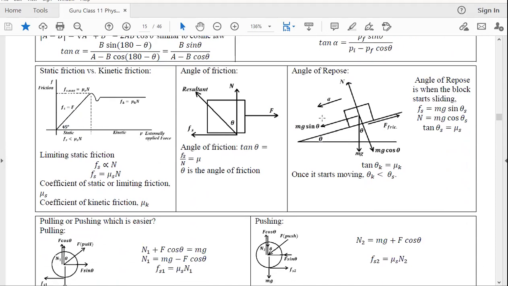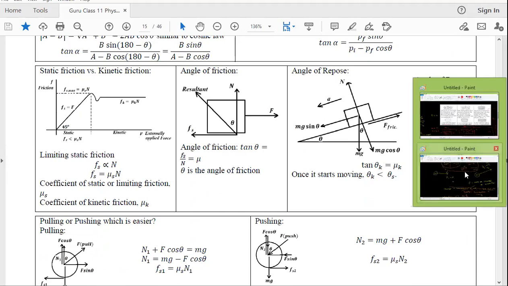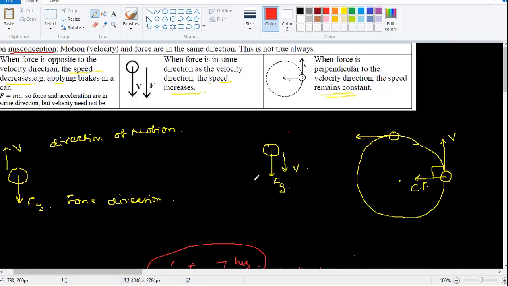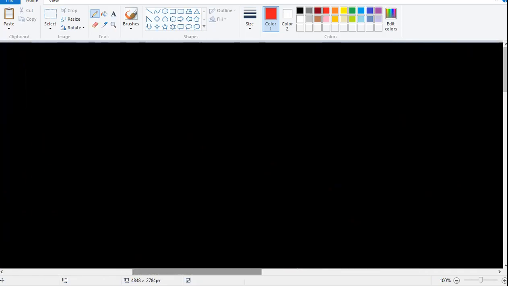Then there is a concept called friction. So I'm sure all of you know what is friction. So what is friction? Contact force. Okay, anything else? What did you say, Deepika? An opposing force, sir. Opposing force.